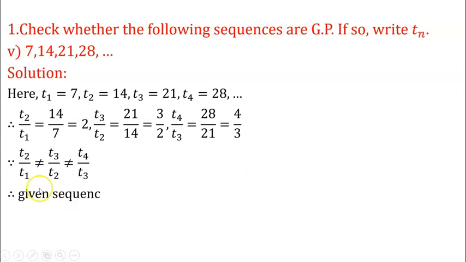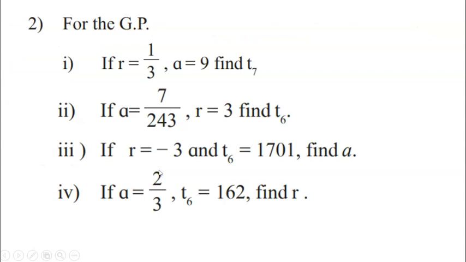Again, the ratio is not constant. That is, T2 upon T1 is not equal to T3 upon T2 is not equal to T4 upon T3. Therefore, the given sequence is not a geometric progression. Okay.